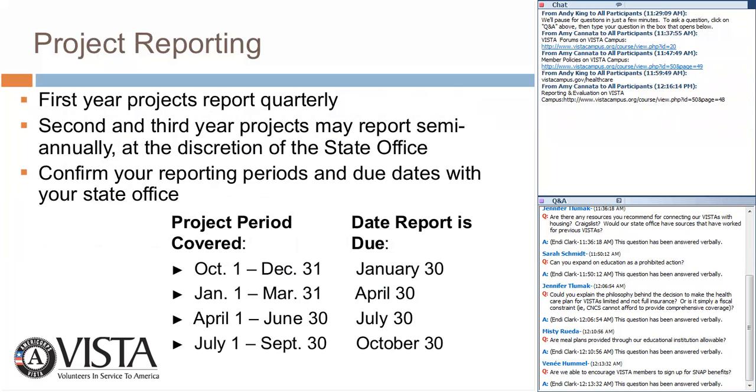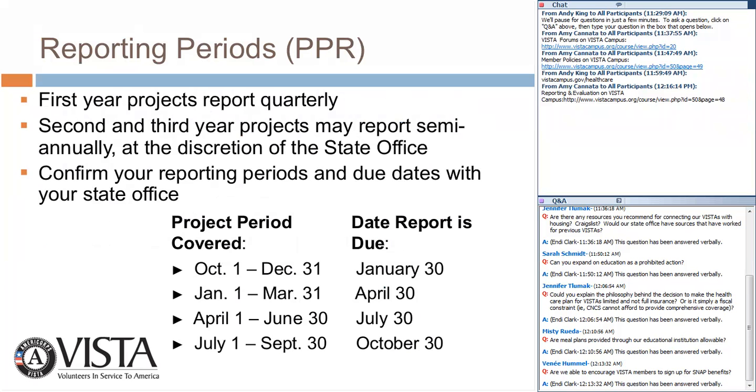With that being said, project progress reporting periods vary. And so in your first year of sponsorship of a VISTA project, you should all be expected to report out on a quarterly basis of your VISTA project. Now what I want to be clear about is this project period cover date and date report is due. This has many variables, and so your project periods and your report due date periods may look extremely different than what you see right here. This is just a sampling of what a project period could look like during your reporting years.